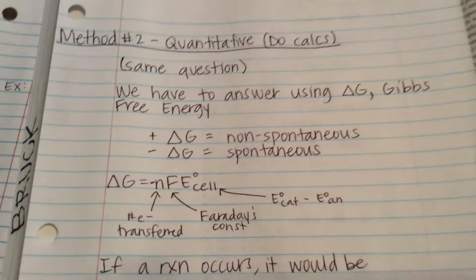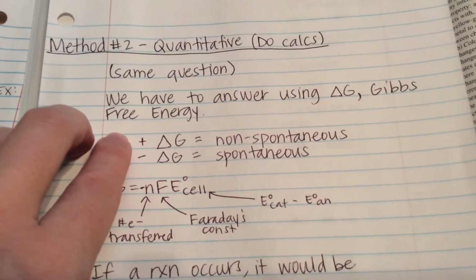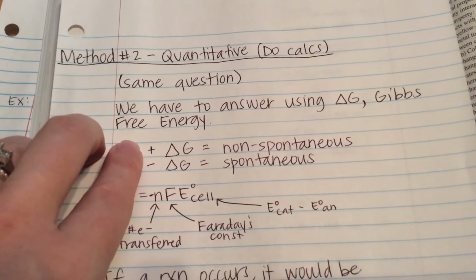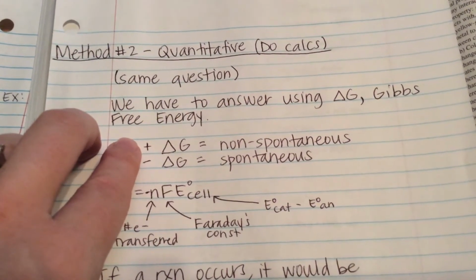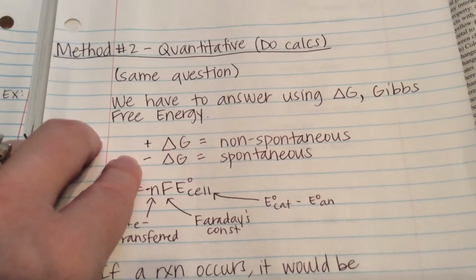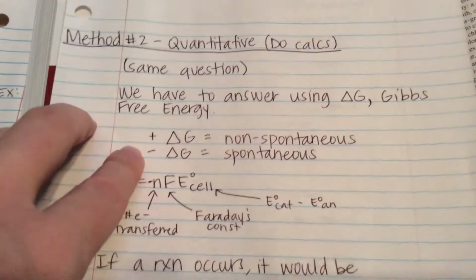calculate delta G. So if delta G is a positive value, then it's non-spontaneous. In other words, this reaction won't occur without outside interference, some sort of electrical current. Or if delta G is negative, that means it's spontaneous. The reaction will occur on its own. We don't have to heat it or add electricity or anything. It'll happen on its own.